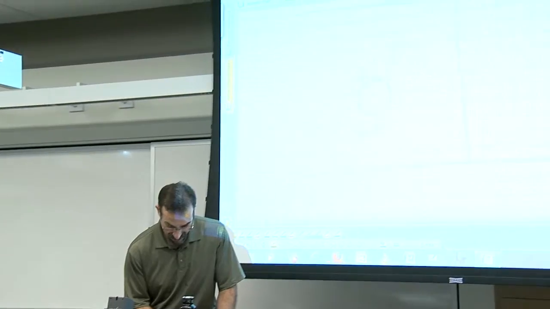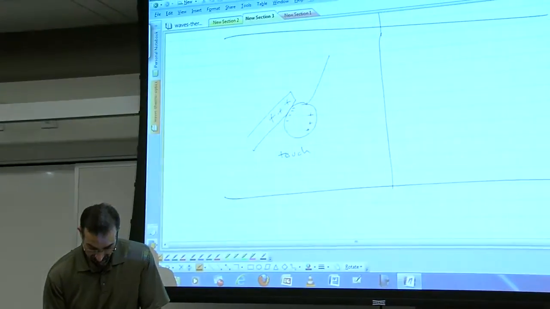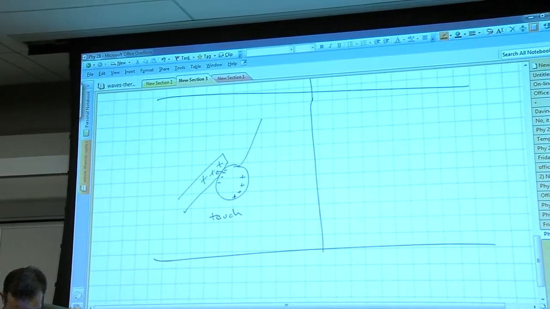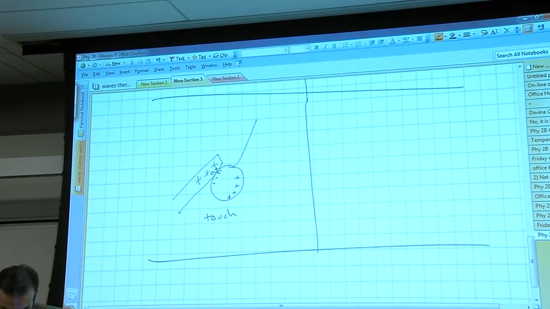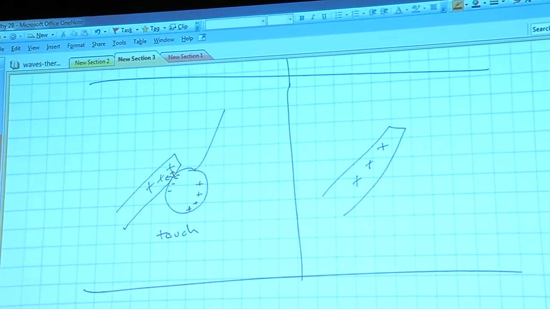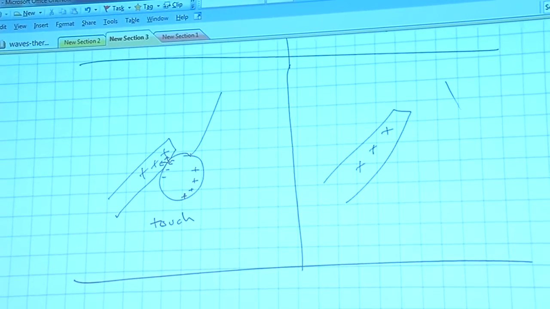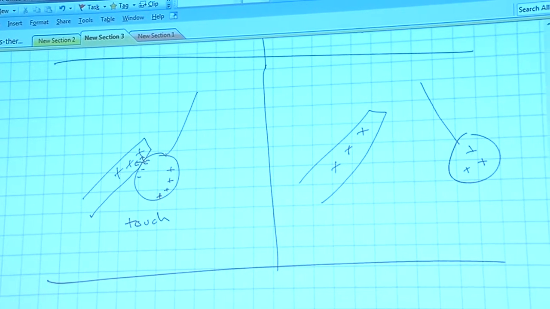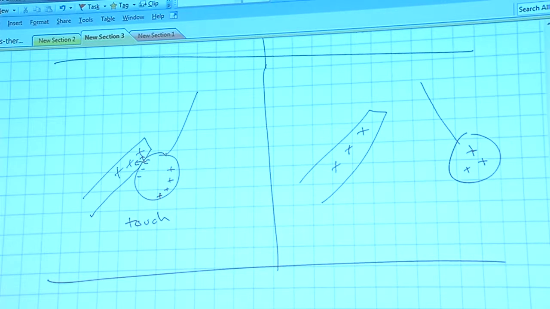So they touch, and some of these excess, I guess I've drawn it differently here. Some of these electrons move over, and then what am I left with? I still have a positively charged rod with a few extra electrons, and I now have a positively charged conductive ball, and they like charges repel.